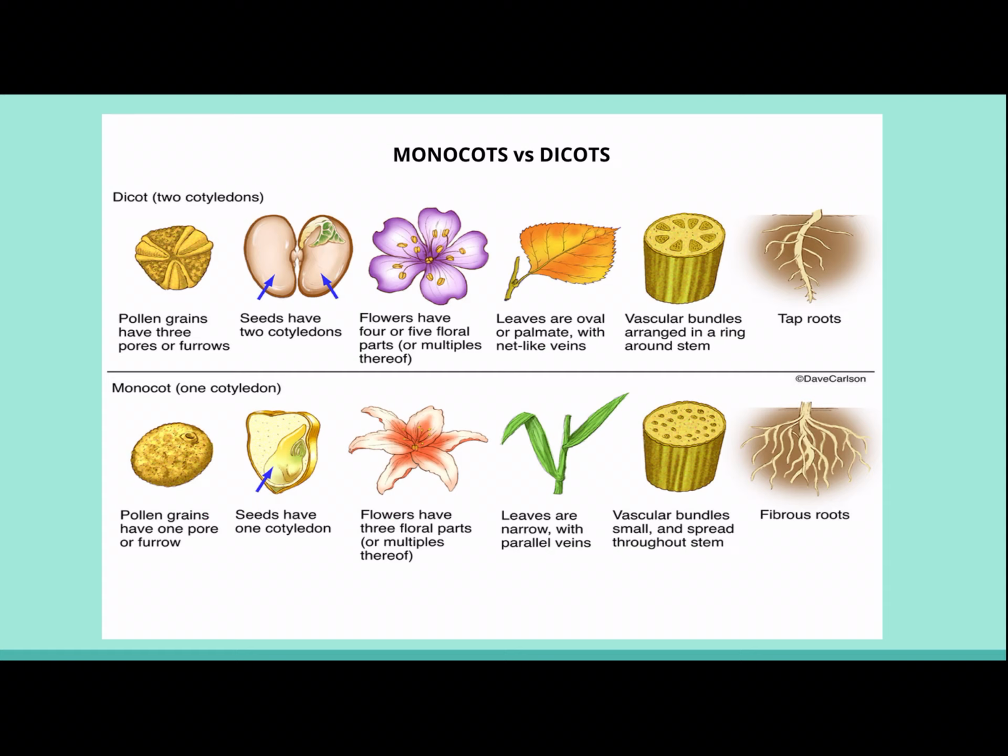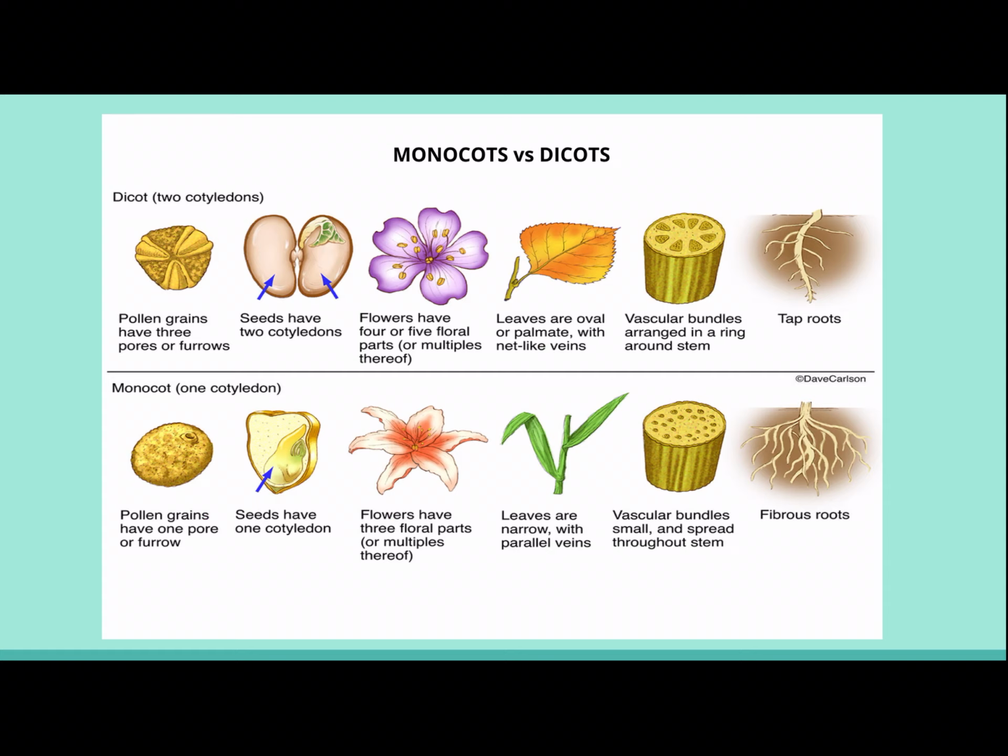All right, now monocots, on the other hand, if you look on the bottom there, they have pollen grains that have 1 pore or furrow. The seeds, and that looks like a corn kernel, have only 1 cotyledon. Their flower parts occur in multiples of 3. Their leaves are narrow with parallel veins. All right, the vascular bundles are just scattered throughout the stem. They're not arranged in an orderly fashion, and they tend to have fibrous roots, okay?